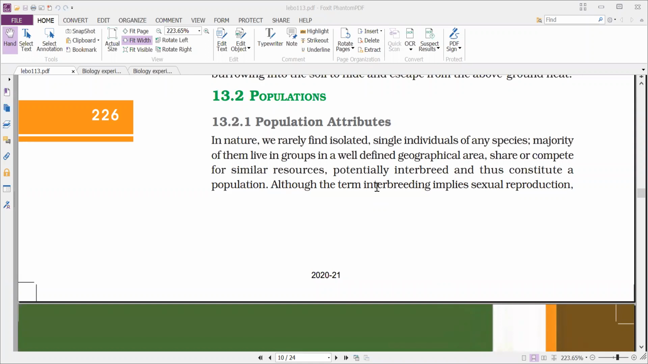So those organisms which share a common geographical area, share the common environmental conditions, compete for the same natural resources, and are able to interbreed and produce fertile offspring, all these organisms together we call one population.